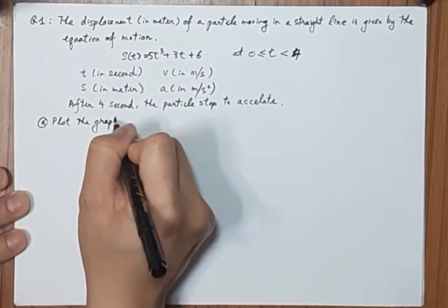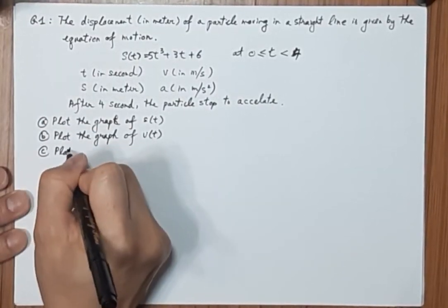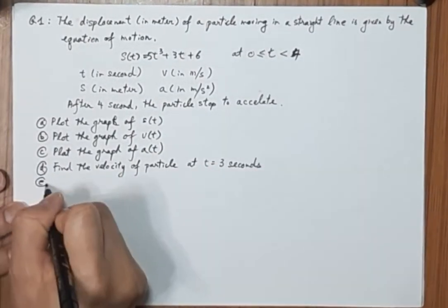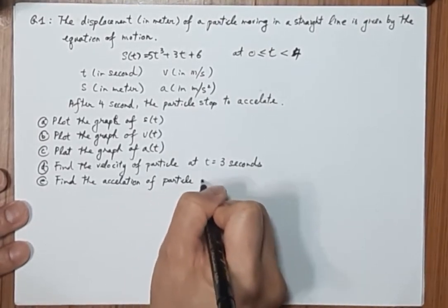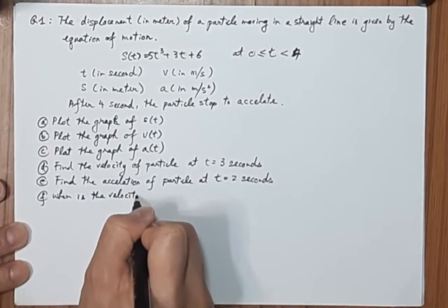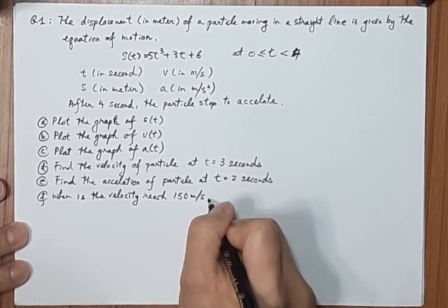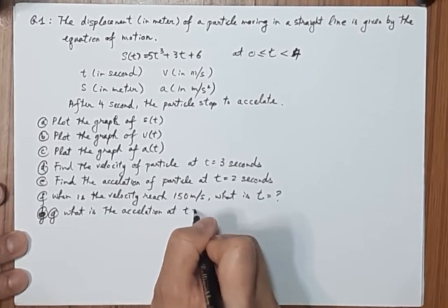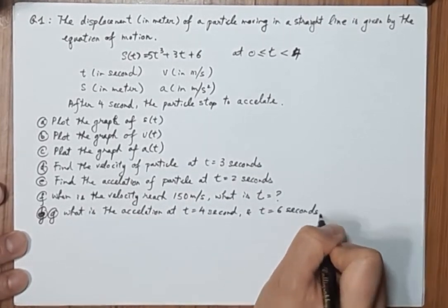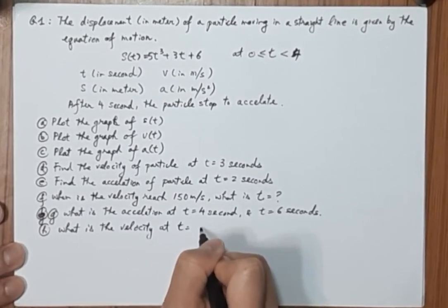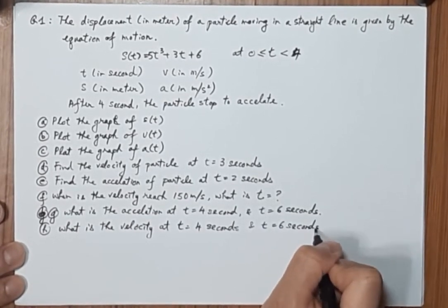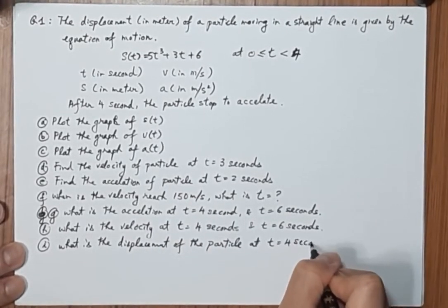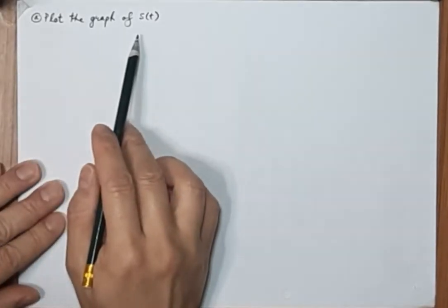We plot the graph of s(t), the graph of v(t), and the graph of a(t). We find the velocity of the particle at t equal to 3 seconds, and the acceleration of the particle at t equal to 2 seconds. When the velocity reaches 150 meters per second, what is the time t? What is the acceleration at t equal to 4 seconds and t equal to 6 seconds? What is the velocity at t equal to 4 seconds and t equal to 6 seconds? And finally, what is the displacement of the particle at t equal to 4 seconds and t equal to 6 seconds? Plot the graph of s(t).